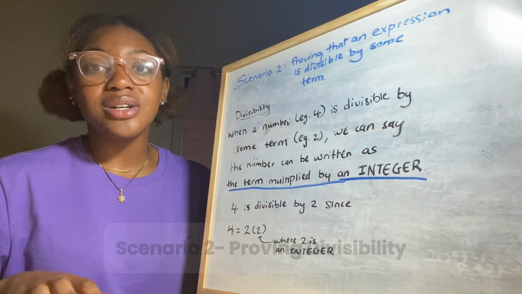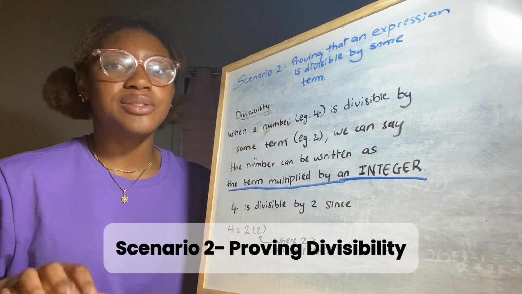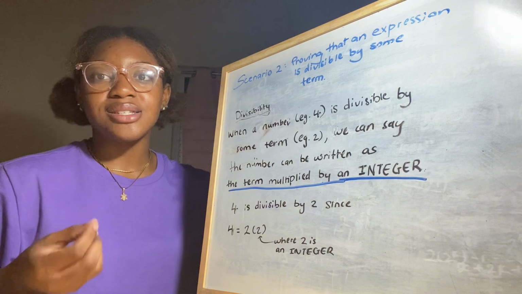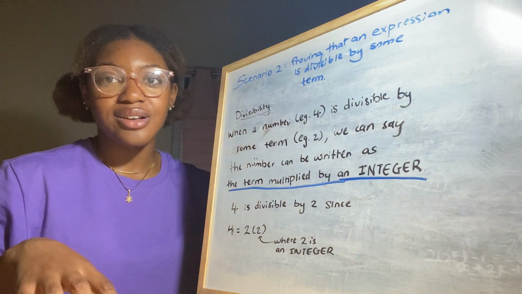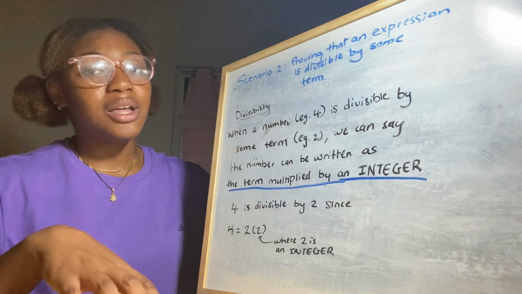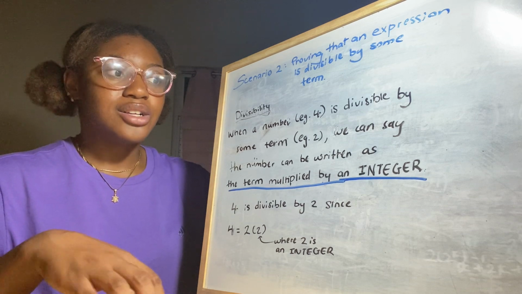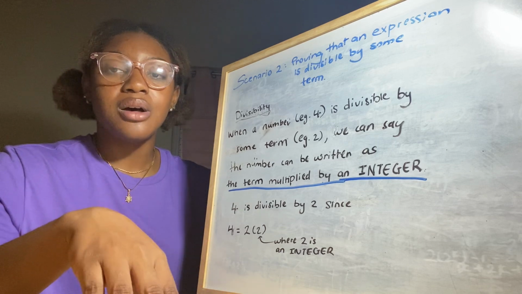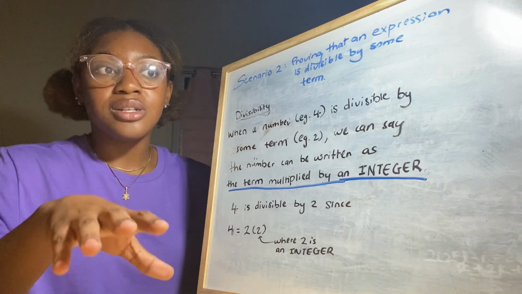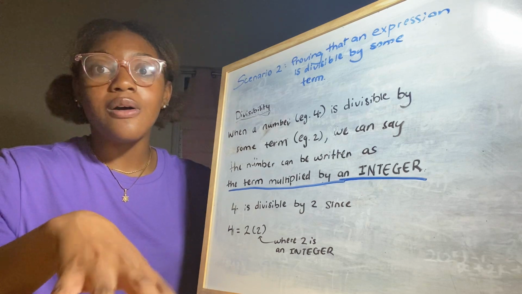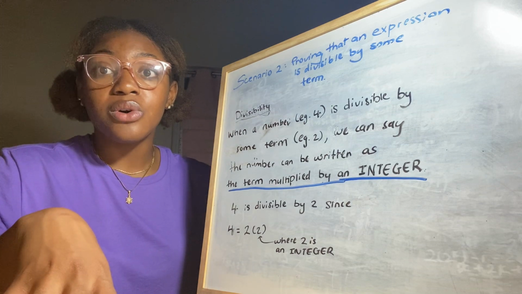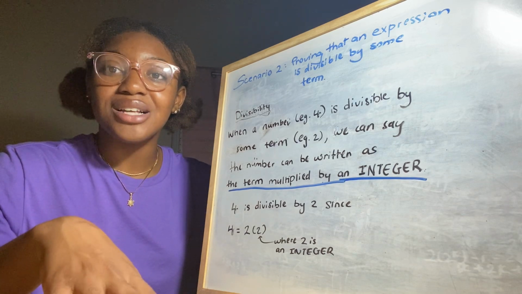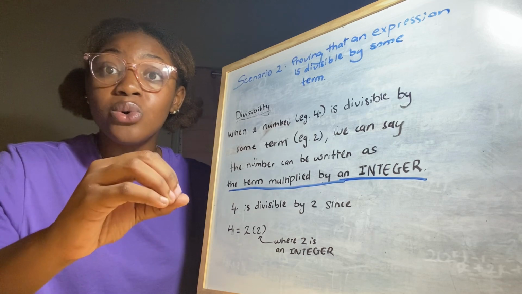So we're moving on to our second scenario, where we're trying to prove that an expression is divisible by some number, some term. Let's establish what divisibility means, because this is really important. When a number is divisible by some term, that number can be written as the term multiplied by some integer. For example, 4 is divisible by 2 because we can write 4 as 2 times 2, and 2 is an integer.